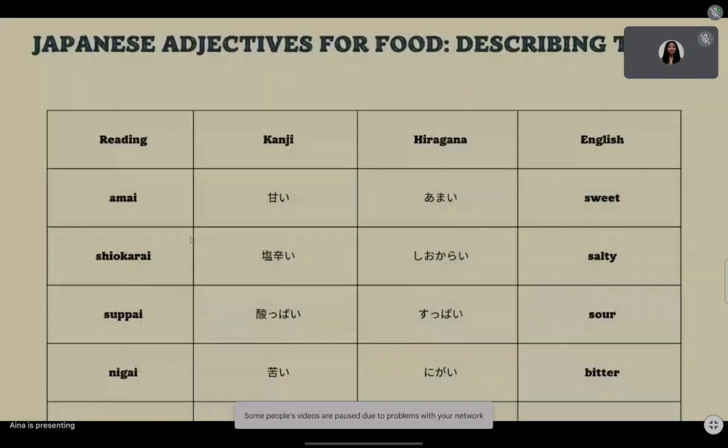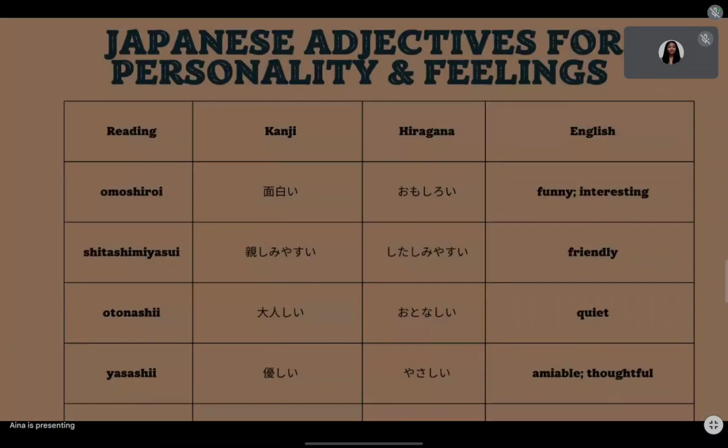So, ang babalikan lang natin ay ito. Sorry, guys. Balikan lang natin to, ha? Okay. So, omoshiroi is for funny or interesting. Shitashimiyasui is friendly. Otonashii is quiet or well-behaved. Okay. And then, yasashii is amiable, thoughtful, pero mas ginagamit natin as kind. Pag sinabing yasashii, kind.